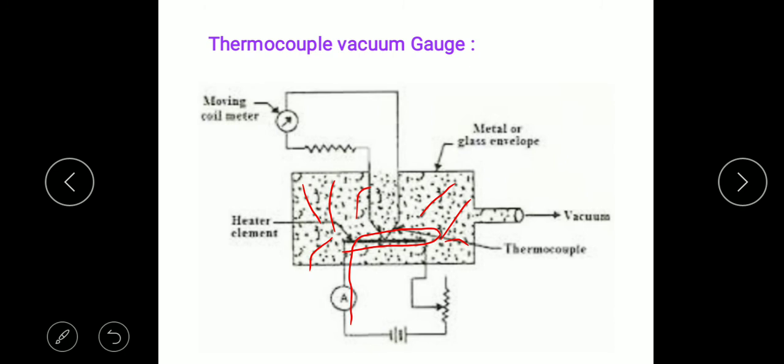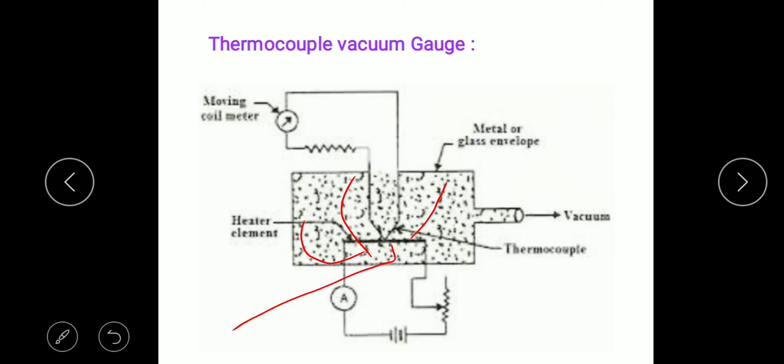Okay, so what will happen? Due to the heat loss, the gas will absorb the heat and the temperature of the gas molecules will increase, and because of that, all the molecules will separate, and the thermal conductivity of the gas will reduce. So the final temperature, due to the loss of heat to the gas available in the chamber, the temperature of the heater element will reduce.